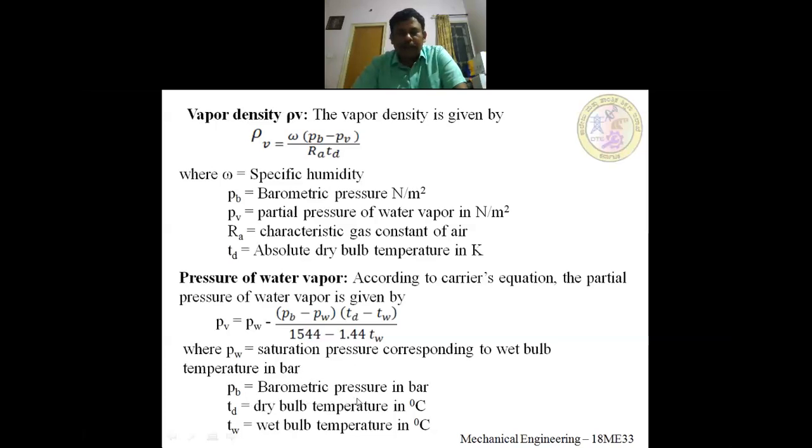Next, PB is barometric pressure or atmospheric pressure in bar. You have to substitute in bar only. This equation has been made in such a way that you have to substitute in bar only, both PB and PW. Next, TD is dry bulb temperature, which you have to substitute in Celsius, and TW is wet bulb temperature, also in Celsius. See here, in the denominator they have given 1.44 TW; you have to substitute the value in Celsius only.